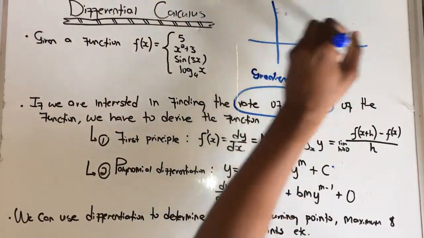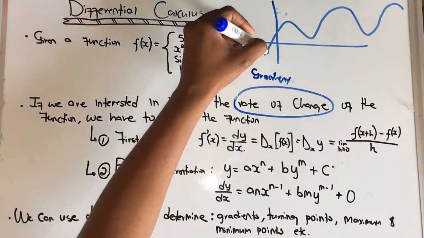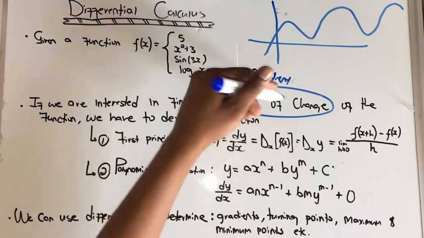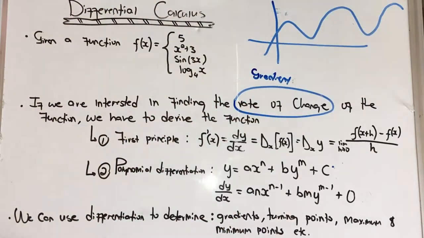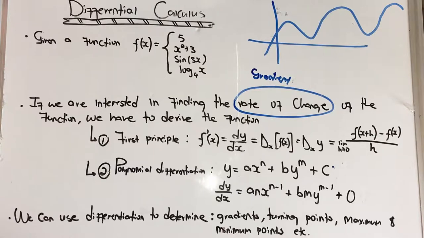So I have my function, which can be any function. When I want the gradient, like in a straight line, the gradient is just changing y over changing x. So the gradient changes at any given point. If you're interested in the gradient at that point, you can have a function for the gradient.